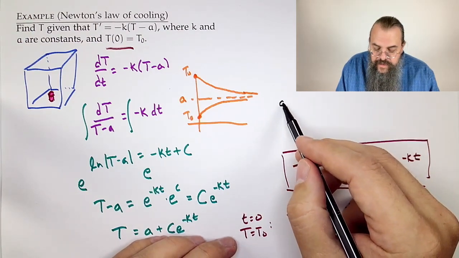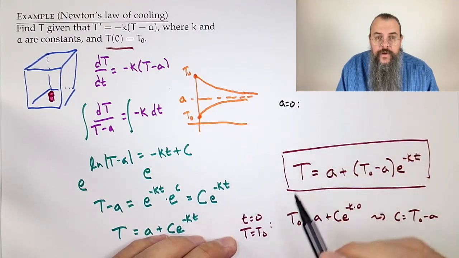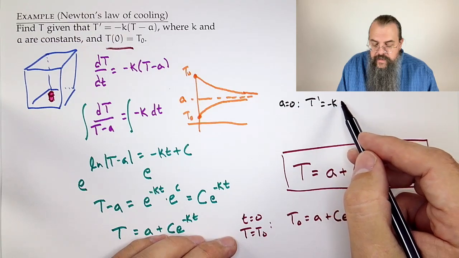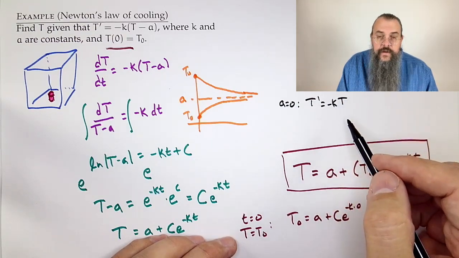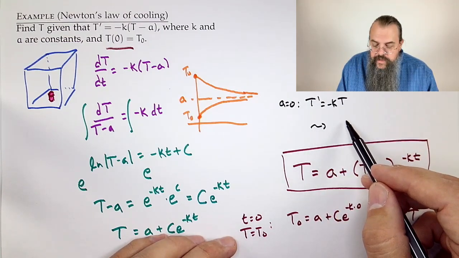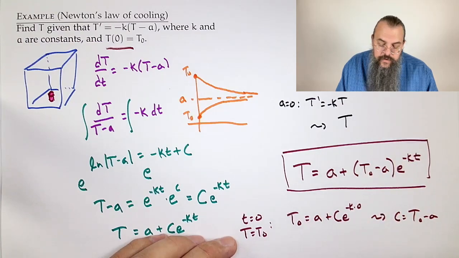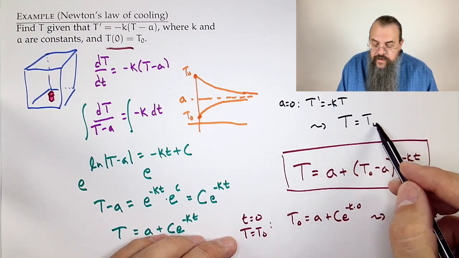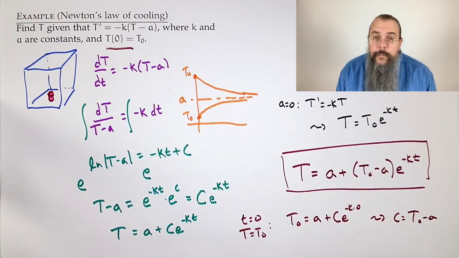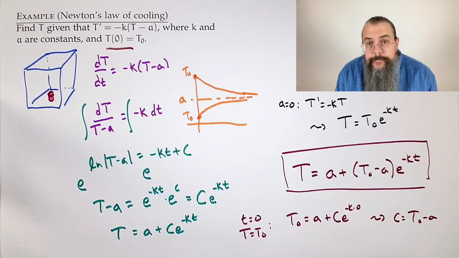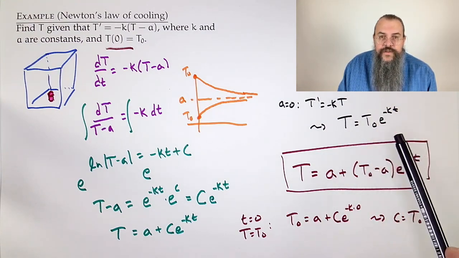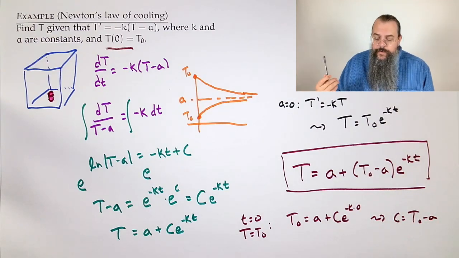If you look at the case where A equals 0, what is that? That says T prime equals minus K times T. Then what do you get? Lo and behold, our temperature is T0 e to the minus kt. This is the model used for things like radioactive decay. It's the same basic exponential change.